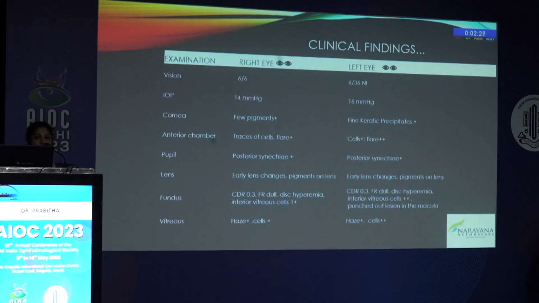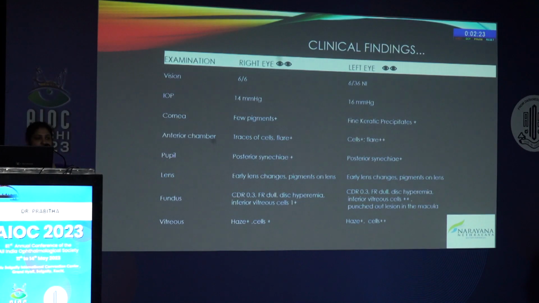So on examination, the visual acuity in her right eye was 6 by 6 and in her left eye was 6 by 36, which was not improving. And intraocular pressure was normal in both the eyes. Coming to the anterior segment and posterior segment findings in the right eye.